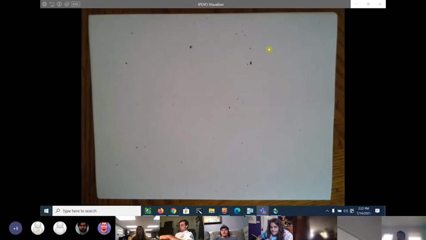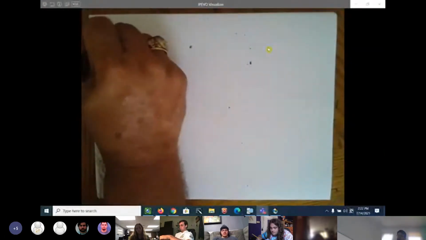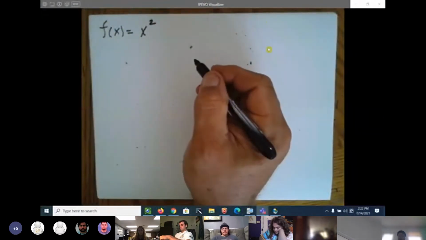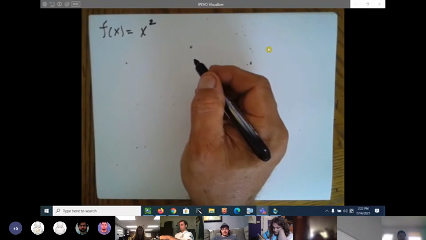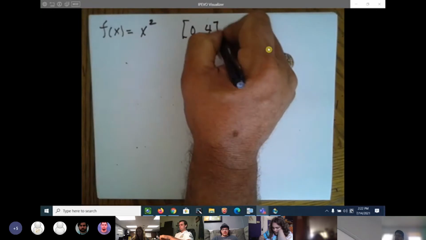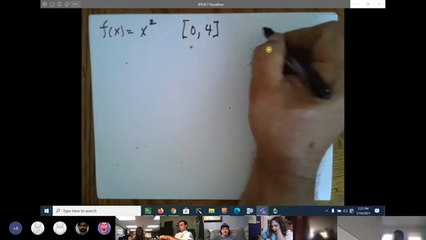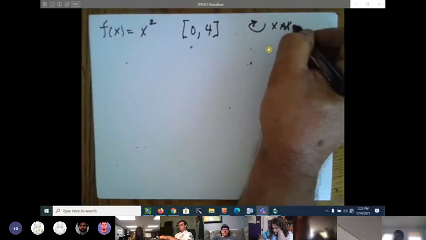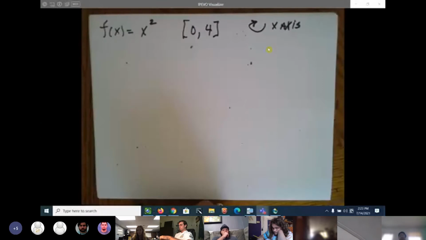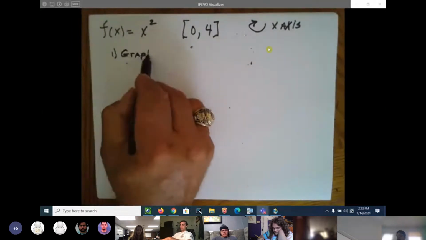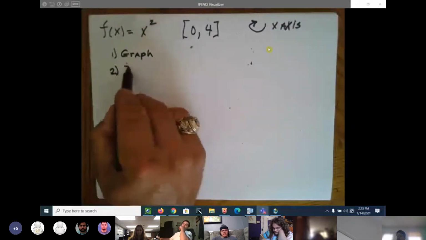Let's do f of x is equal to x squared. And we're going to go, let me see, where are we going to go? We're going to go, x is from 0 to 4. And we are going around the x-axis. So the first thing you need to do is draw a picture. I want you to draw a picture of the graph. And then I want you to draw what it would look like in 3D.